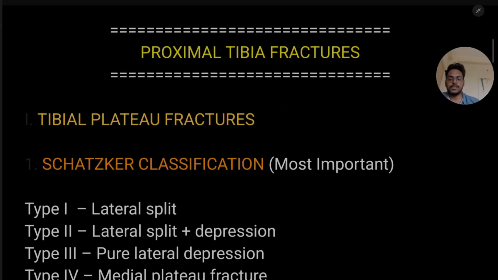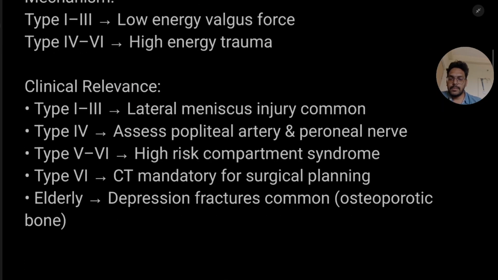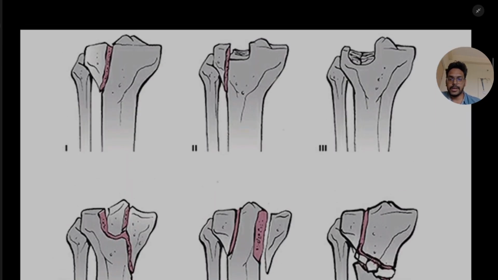Now coming to the classifications. For the proximal tibia fractures, mainly the plateau fractures, the most important type is the Schatzker's classification. The Schatzker's classification has 6 types mainly. We'll see the image. This is the Schatzker's classification, totally of 6 types, 1, 2, 3, 4, 5 and 6.